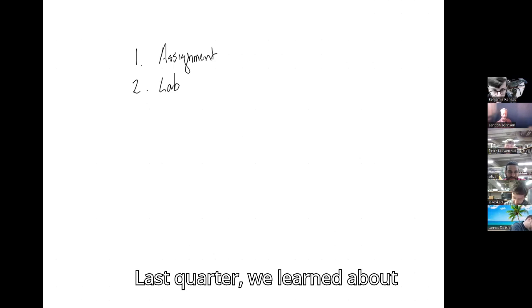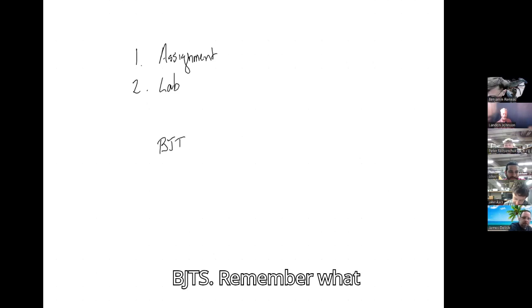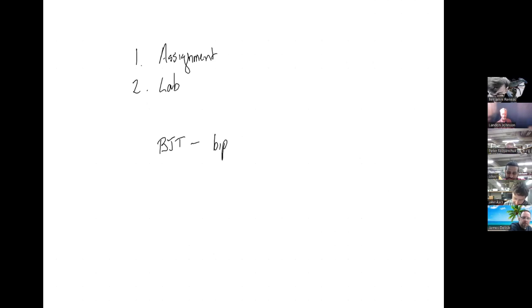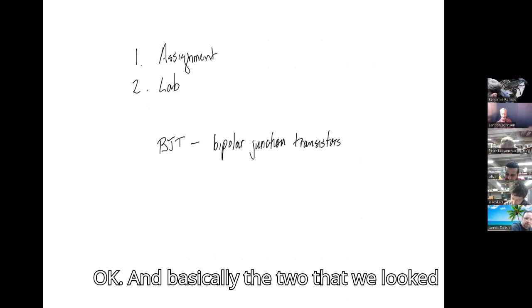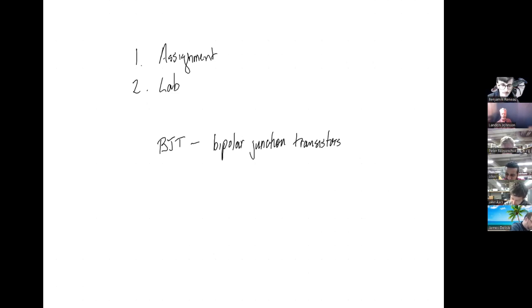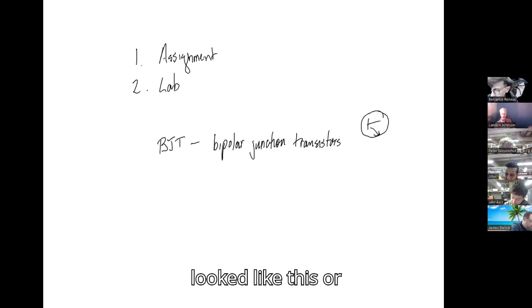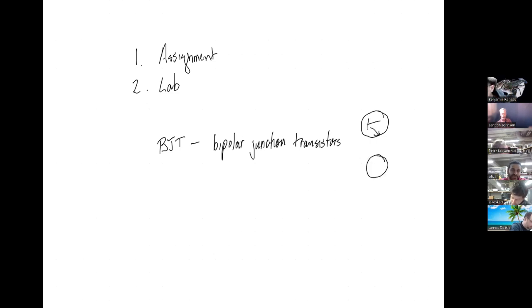Last quarter, we learned about BJTs. Remember what those are? Bipolar junction transistors. Basically the two that we looked at looked like this or like this, right? NPN, PNP.